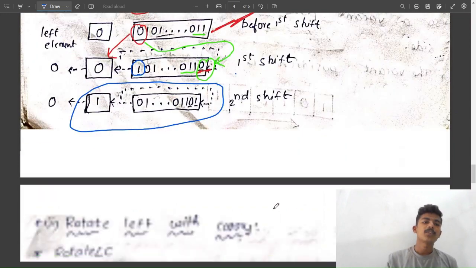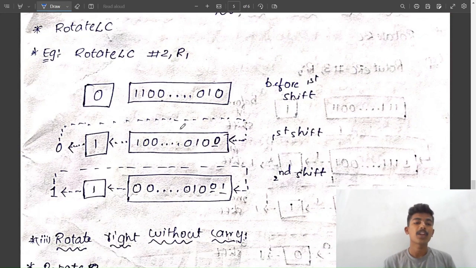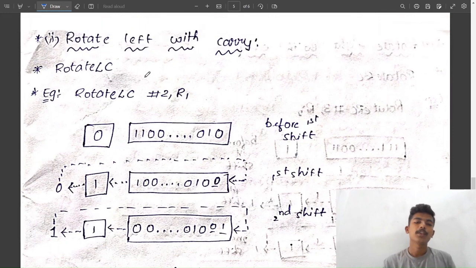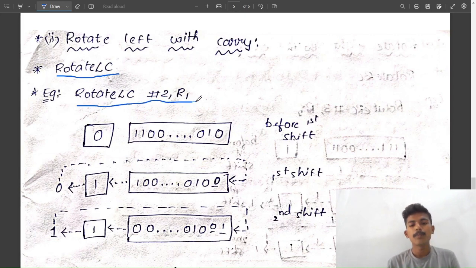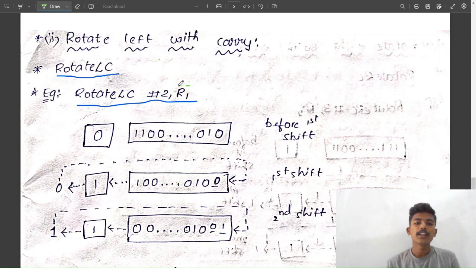Now let us see what is rotate left with carry. Until now we have seen rotate left without carry. Now we are going to see rotate left with carry. In rotate left with carry, we use the notation RLC, meaning rotate left with carry. Let us take an example. RLC #2, R1. So this means we are shifting 2 bits in the register towards the left side by using rotate left with carry.